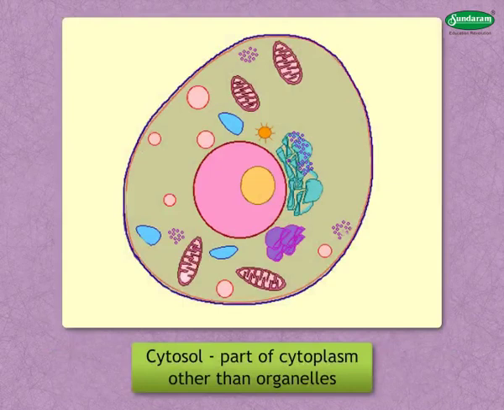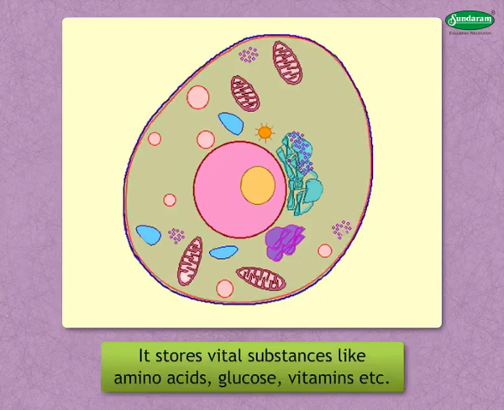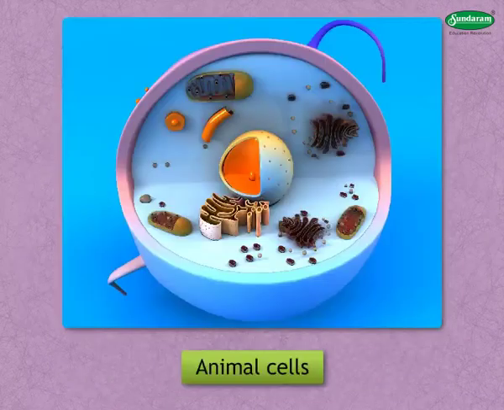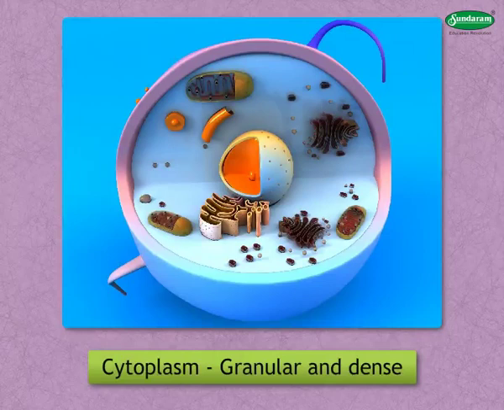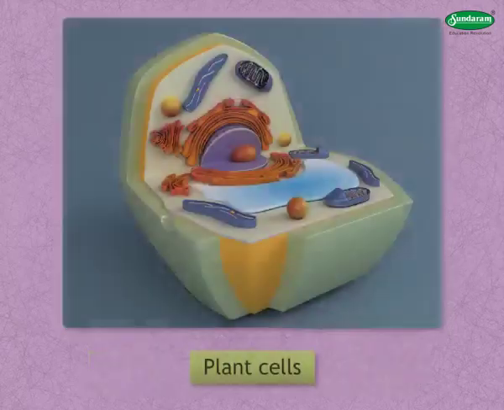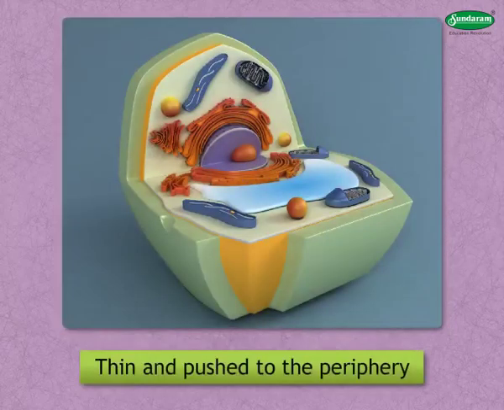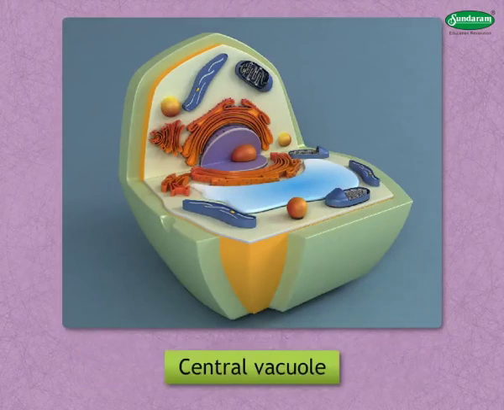The part of cytoplasm other than organelles is called cytosol. It stores vital substances like amino acids, glucose, vitamins, etc. In animal cells, cytoplasm is more granular and dense, while in plant cells it is thin and mostly pushed to the periphery due to larger central vacuole.